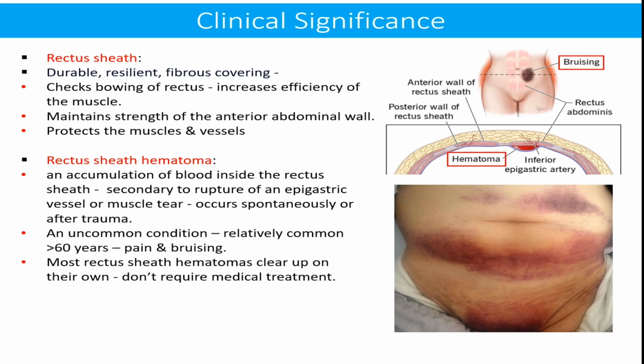Rectus sheath hematoma. An accumulation of blood inside the rectus sheath, which occurs secondary to rupture of an epigastric vessel or muscle tear. It occurs spontaneously or after trauma. It is an uncommon condition, but relatively common after 60 years of age, and presents with pain and bruising. Most rectus sheath hematomas clear up on their own and do not require medical treatment.